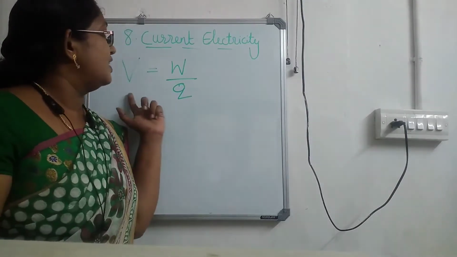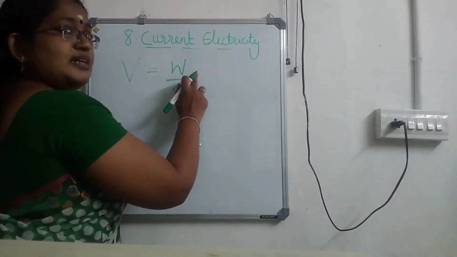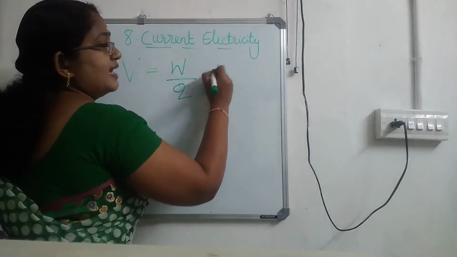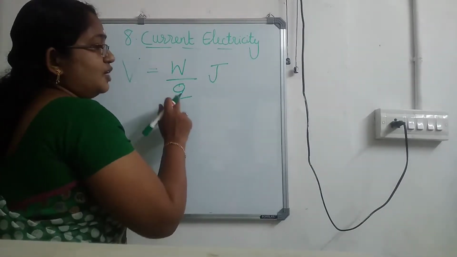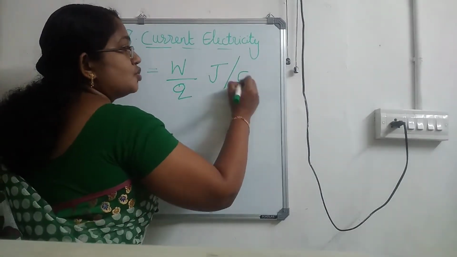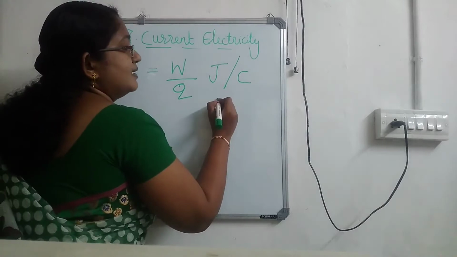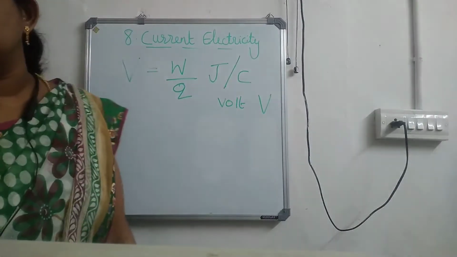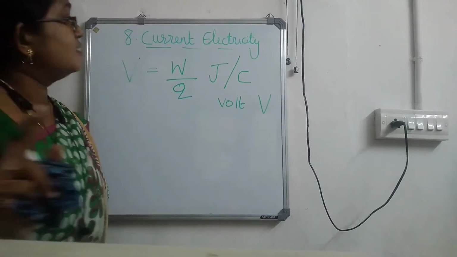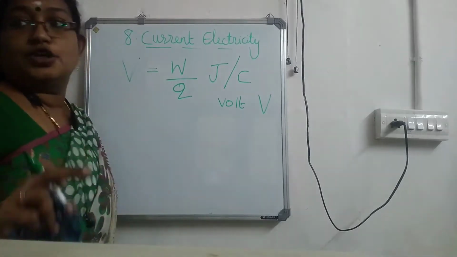It is given by the equation V equals W by Q. What is W? Work. What about the SI unit for work? It is joule. Then what about the SI unit for charge? Coulomb. So joule per coulomb. Joule per coulomb is volt, represented by capital V. So is it clear? Potential at a point V equals W by Q.